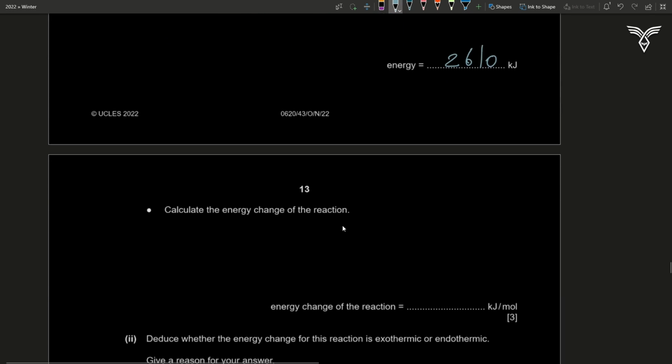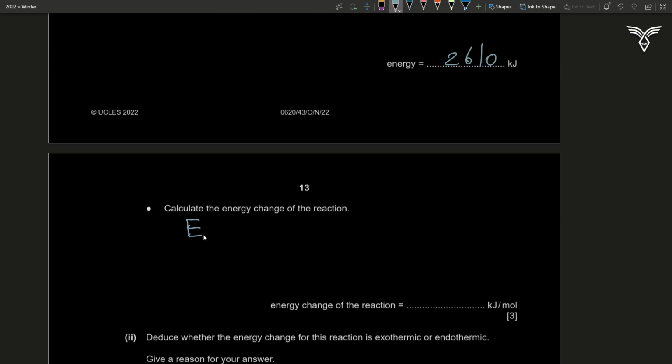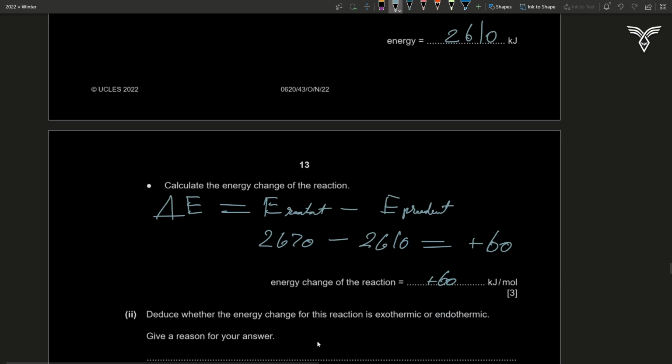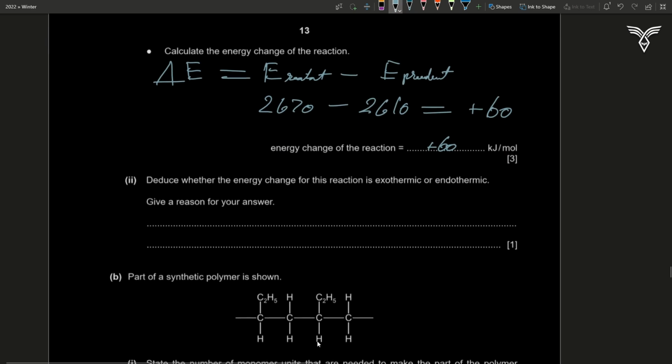طيب calculate the energy change. Energy change أو delta E أو you can call it enthalpy if you want is energy of reactant minus energy of product. Energy of reactant 2670 minus energy of product 2610. The numbers دي if you calculate them out you get a positive 60. What's the energy change? Positive 60. The products have 60 more kilojoules per mole than the reactants.